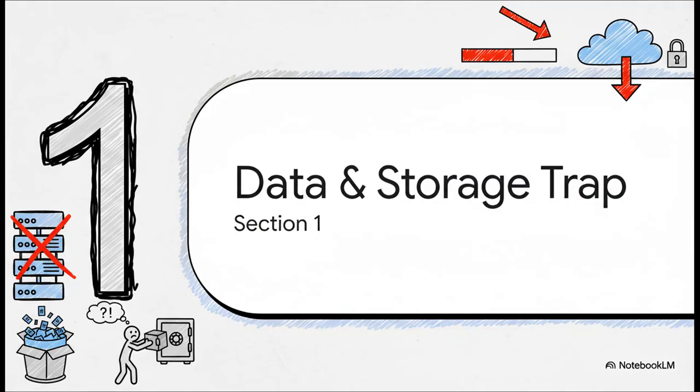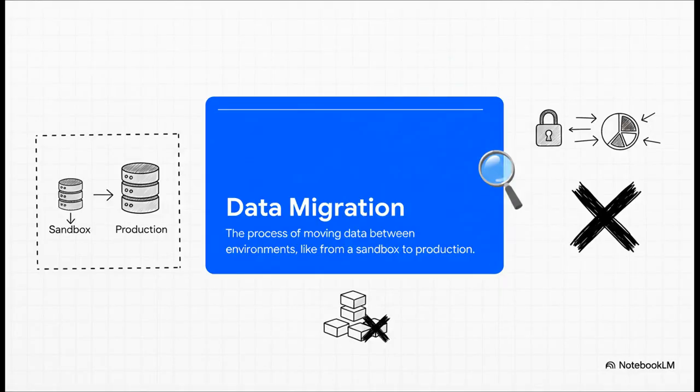Okay, so let's jump right into the first big problem area. I call this the data and storage trap. And believe me, this is where that shiny promise of custom settings starts to look a little, well, less shiny. So before we get into the weeds, let's just make sure we're on the same page about a super common process: data migration. You know, just the basic act of moving your stuff from a sandbox where you build it over to production where it goes live.